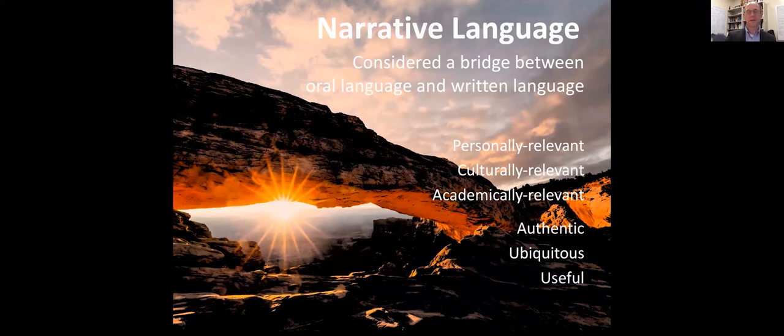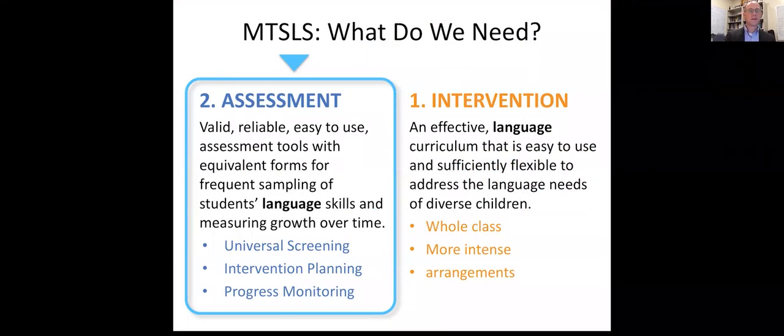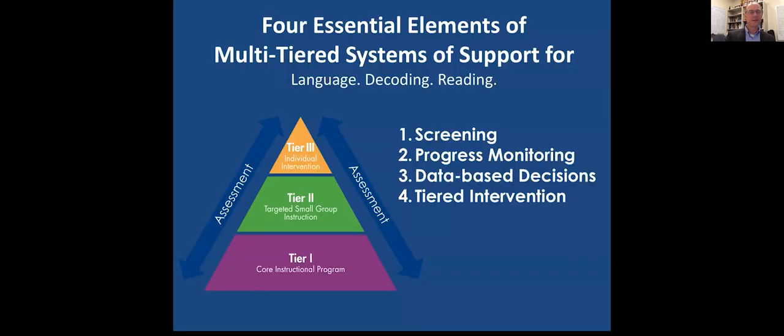Now, not all narratives are the same, but narratives can be shaped so that they reflect written language very easily. So in a multi-tiered system of support, which is what we've focused our research on, you need to have two major components in place: assessment, where students are monitored frequently over time, and intervention, where tiers of intervention are applied according to whatever students need. I want to talk about assessment first. There are four essential elements: screening, progress monitoring, data-based decisions, and tiered intervention.